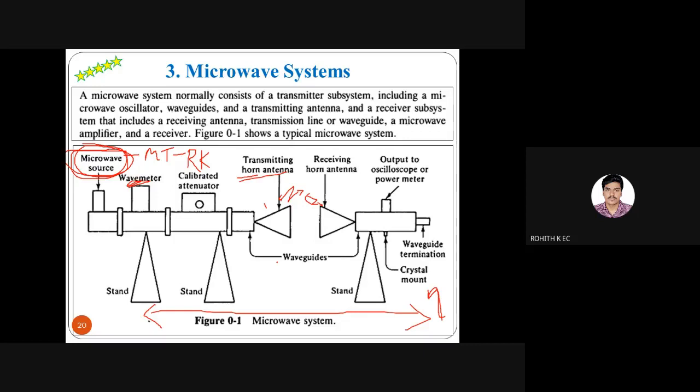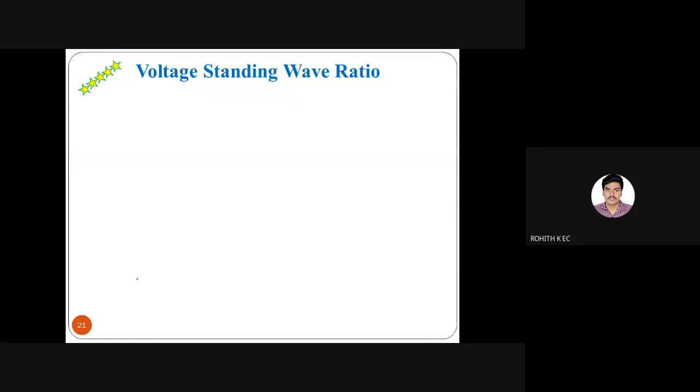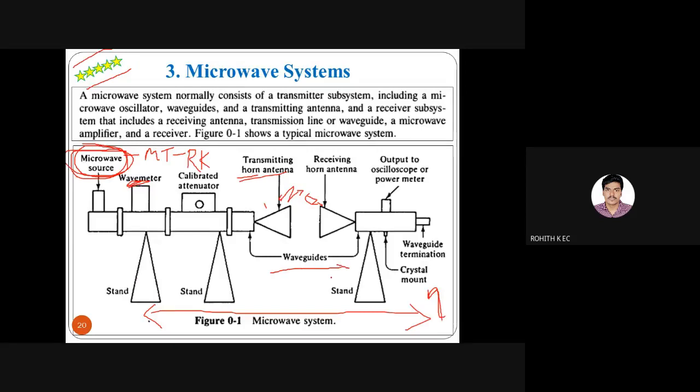Okay, so that's about microwave systems, and this is important with respect to your exam. Basically, you have to write the diagram and explain the working of each block briefly. And here, these are the waveguides wherein the signals travel from unguided mode to guided mode to unguided mode. Right, when I say unguided, I'm talking about free space or air, wherein the signals are radiating in free space or air, right?